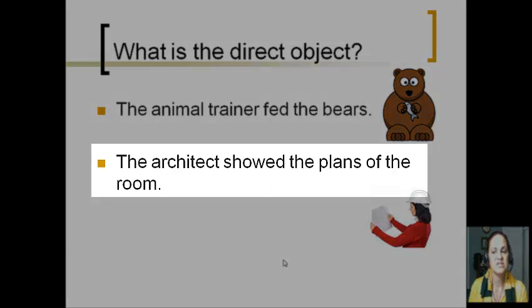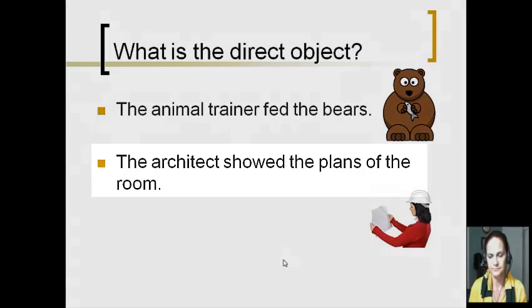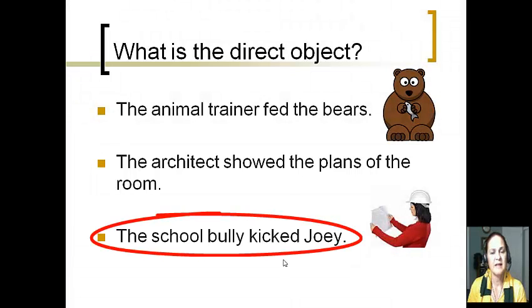The architect showed the plans of the room. So architect would be my subject. What did the architect do? Showed. So showed is my verb. Showed what? The plans. So plans is my direct object. The last one, the school bully kicked Joey. So I look at that and say, okay, bully is my subject. What did the bully do? Kicked.